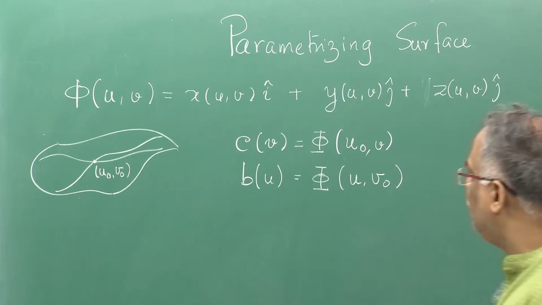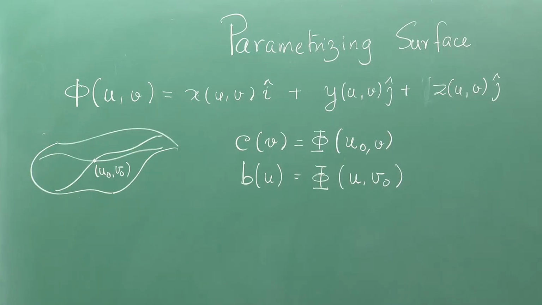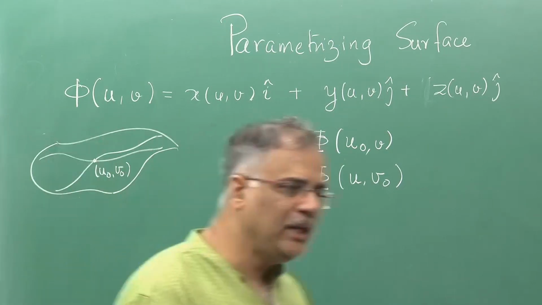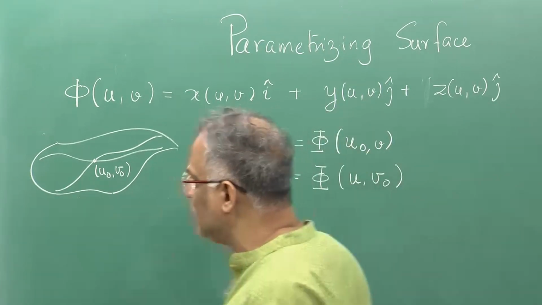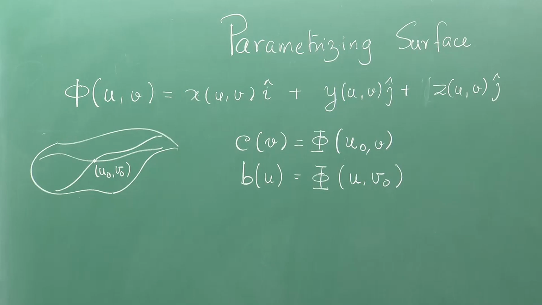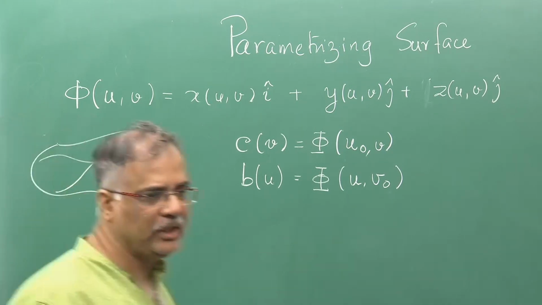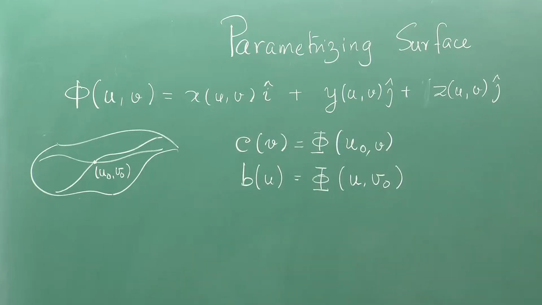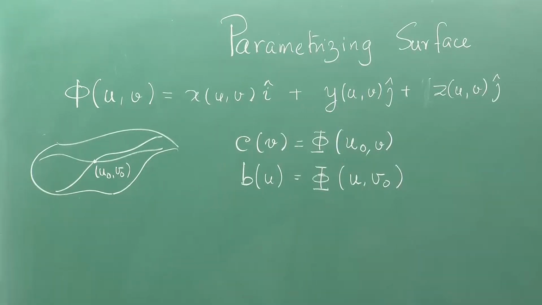So, at any point (u naught, v) along this curve C(v), what is the tangent? How do I represent the tangent vector? The tangent vector is nothing but the partial derivative with respect to v of this parametric function, because ultimately it is nothing but the restriction of the parametric function itself in one variable.